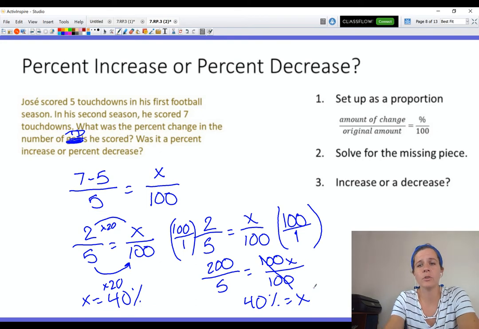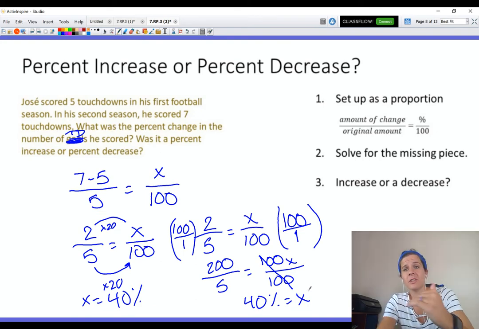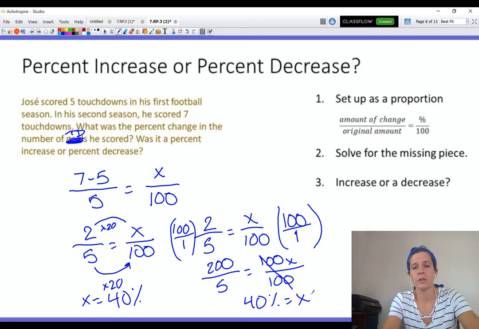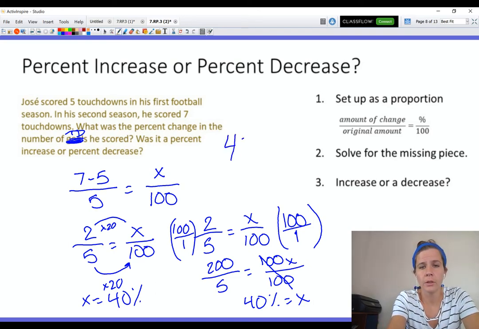And did this increase or decrease? Well, he went from 5 to 7. He went up. He increased. So it's a 40% increase.